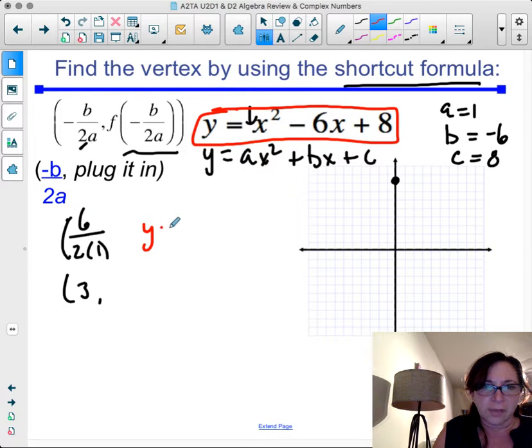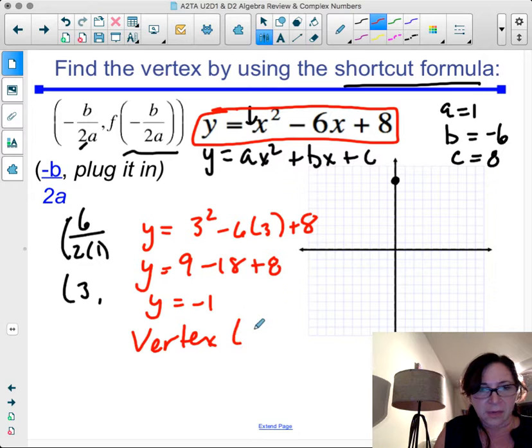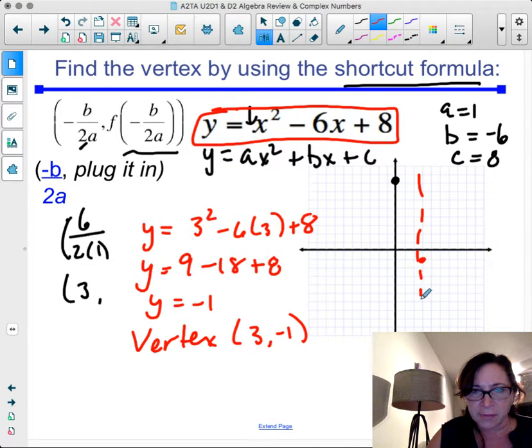So we're going to go y is equal to 3 squared minus 6 times 3 plus 8. So we have 9 minus 18 plus 8. So y equals negative 9 plus 8, which is negative 1. So my vertex is going to become (3, -1). Now, (3, -1) being here, that's my vertex. That right there is going to give me my axis of symmetry, which basically takes my graph, turns it back around, makes it a symmetric value over here, comes down, comes back up.